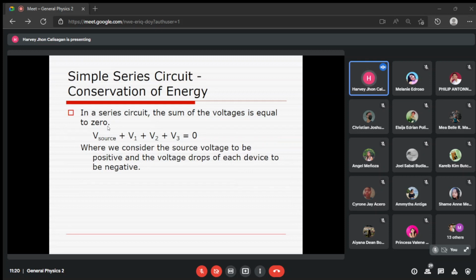But the source that I'm talking about here is not the battery. It could be a form of electricity, or something more direct, like high powered sources. Here we consider the source voltage to be positive and the voltage drops on each device to be negative. So we've been discussing how the current will flow. Again, it's not just about electrons, and it's not just about protons. It's about the combination of the two and how it affects the whole process, especially in the machine.